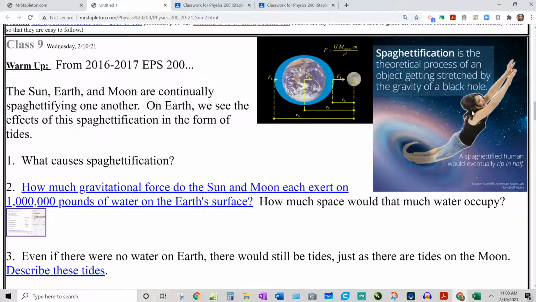Right now, as I sit in this chair, or you sit wherever you are, the force of gravity pulling your feet down toward the floor is not that different than the force of gravity pulling a similar mass in your head down toward the floor. It's about the same. But if you get close to a black hole, your feet get pulled way harder than your head does, which effectively stretches you apart.